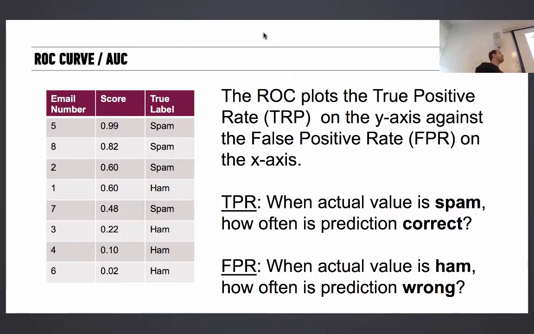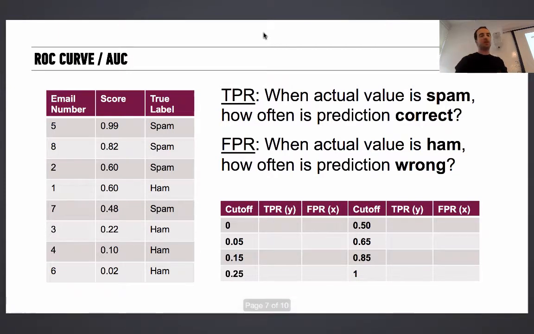And the way it does it is, it plots our true positive rate on the y-axis and our false positive rate on the x-axis. So in this case, true positive rate, when the actual value is spam, because true we're defining as spam. In the previous example, true meant had the disease; here, true means is spam. True positive rate: when the email was spam, how often was our prediction correct? False positive rate is when the actual value is ham, as in it was a fine email, how often was the prediction wrong? So we plot them against each other.